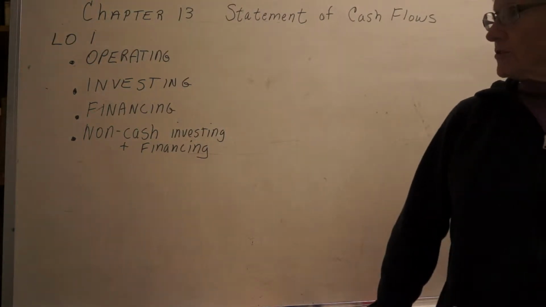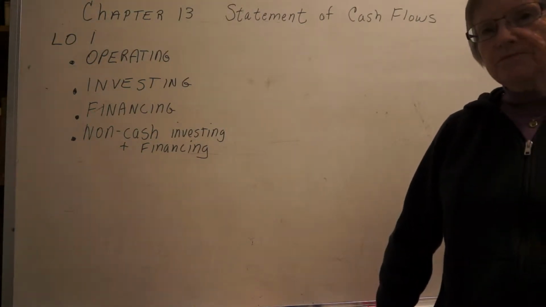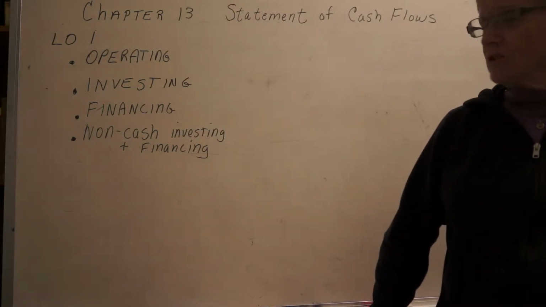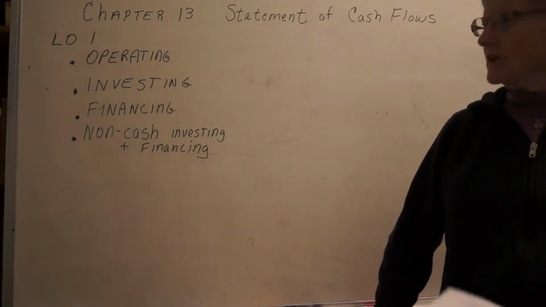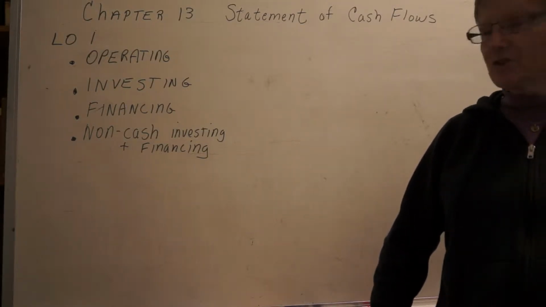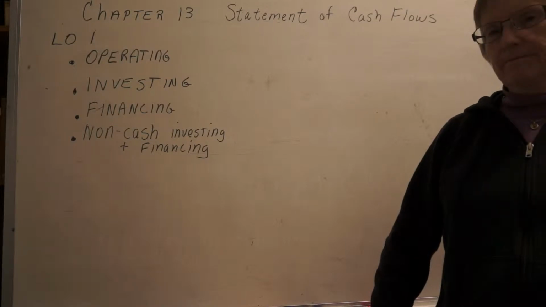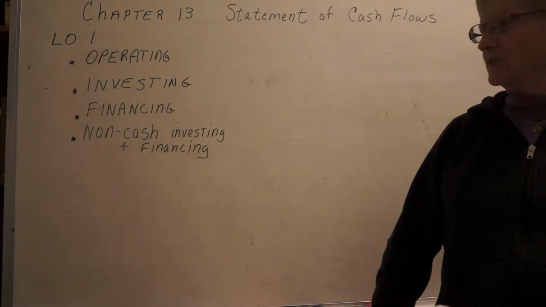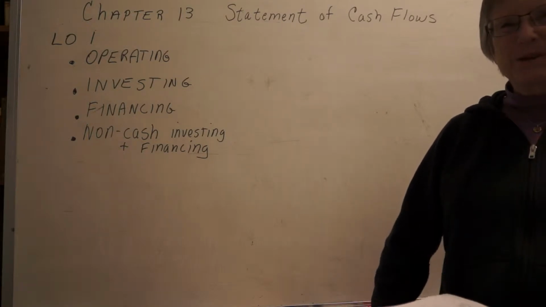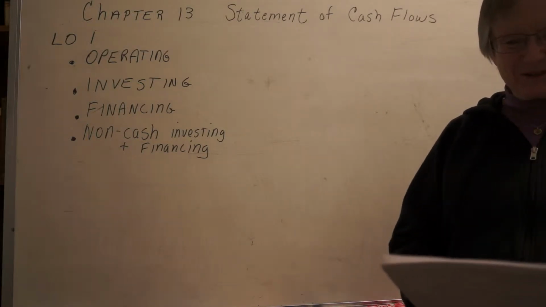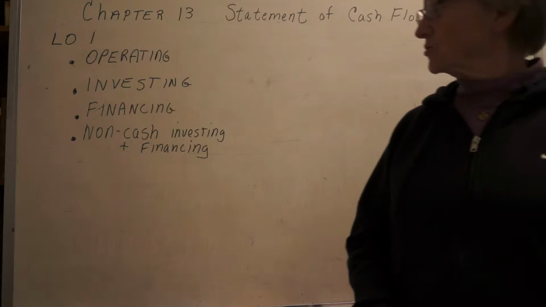And you'll notice it's got the 4 main sections to it. It starts at the top with the operating section, and then there's an investing section, a financing section, and then a non-cash investing and financing. I'm not sure if that's on that statement, but that's the 4th category. That would be at the very bottom after everything else. So let's take a closer look at each section.